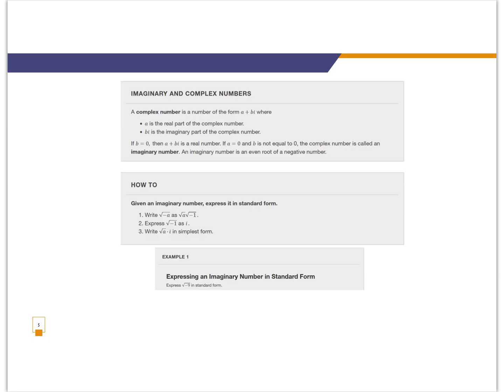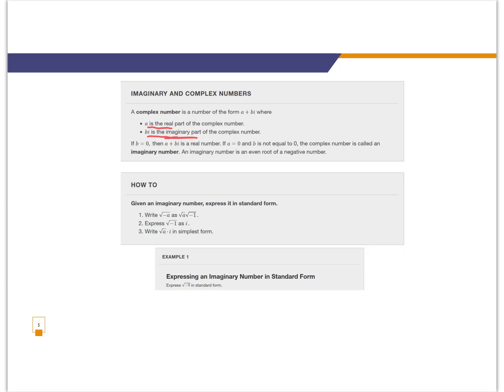Imaginary and complex numbers. So let's look at the textbook definition here. A complex number is a number in the form of a plus bi. Can you take a guess what a is? A is the real number part. I hope you can tell that a has to be the real part, and b must be the imaginary part because it's going to have the i with it.